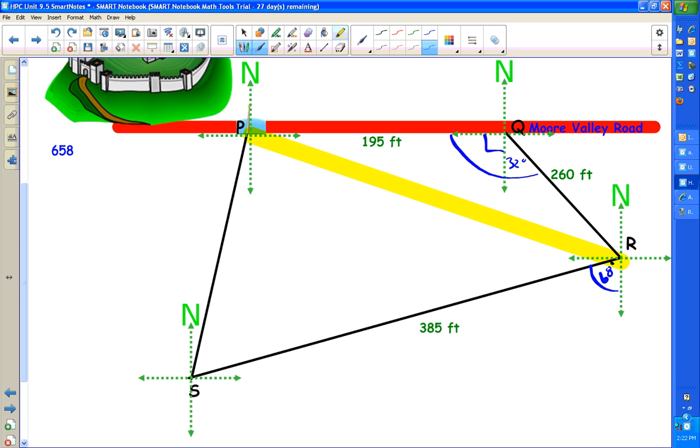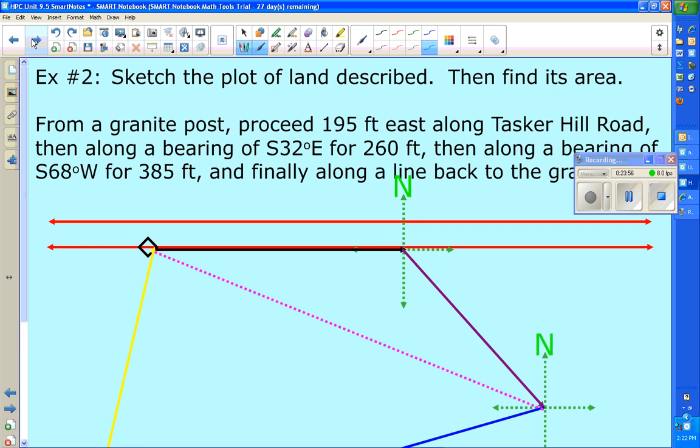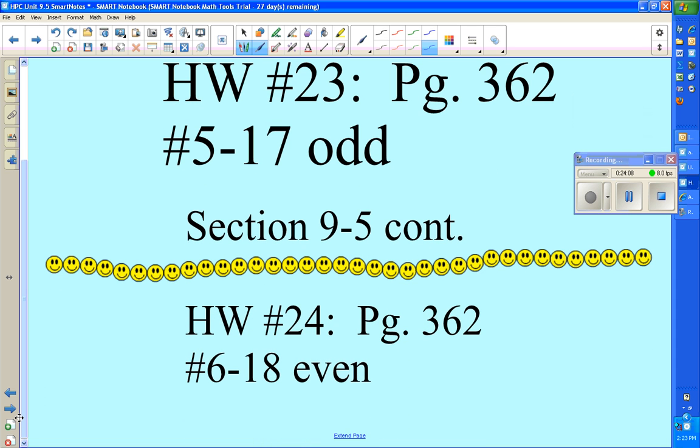Any questions on what I've filled in so far? Okay, I'm going to stop there. We'll look at other examples on Monday, but I'll give you this as a start. Do 5 through 17 odds, and then you're going to have 6 to 18 evens. Our calendar, we're off. But these are the two assignments that go with this section.